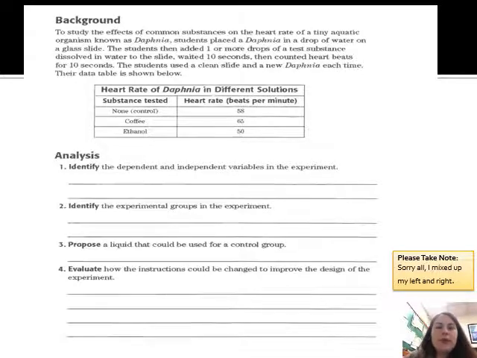Okay, so let's take a look at this question. The study effects of common substances on the heart rate. So we're trying to see the effects on heart rate on a tiny aquatic organism known as Daphnia. Those of us who don't know what aquatic means, it means that it lives in water. Students placed a Daphnia in a drop of water on a glass slide.